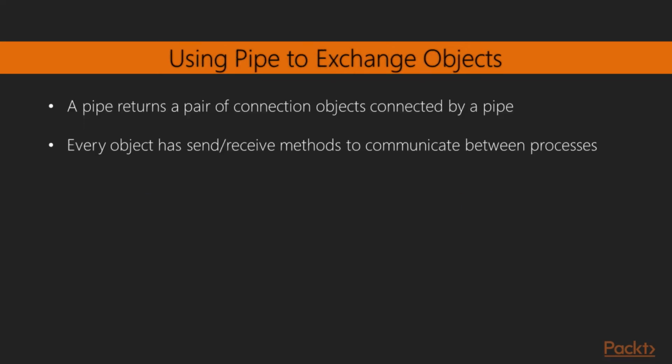Using pipes to exchange objects. The second communication channel is the pipe data structure. A pipe does the following. 1. Returns a pair of connection objects connected by a pipe. 2. In this, every object has send and receive methods to communicate between processes.